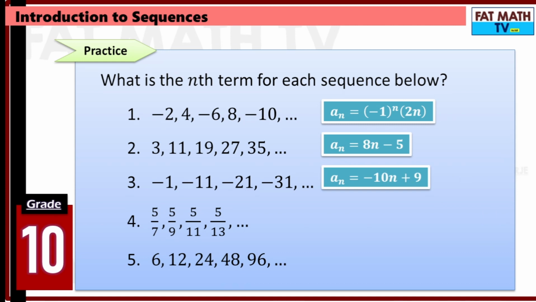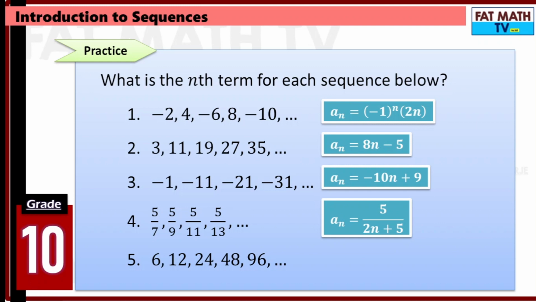Number 4, for the numerator, it doesn't change. But for the denominator, they increase by 2. So there must be a 2n at the bottom. But if n is equal to 1, it's just 2. So it has to be 7. So you need to add 5. So 5 over 2n plus 5.